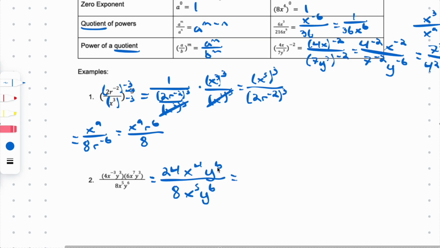So here we have 24 over 8, which is just equal to 3. And we have x to the 4th over x to the 5th. So we can essentially just subtract 4 from 5 and get x to the 1st, which is just x. And then we can cancel out y to the 6th over y to the 6th, since they're the same value. So here again, hopefully that makes sense how I'm subtracting 4 from 5.